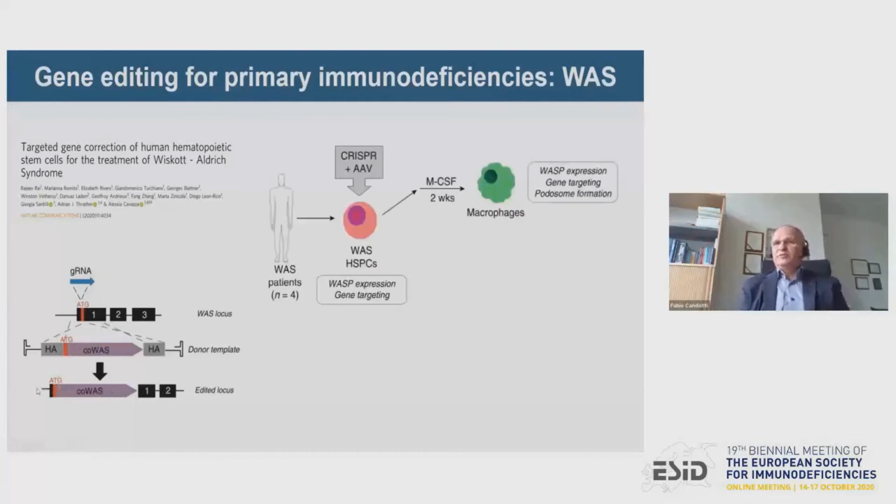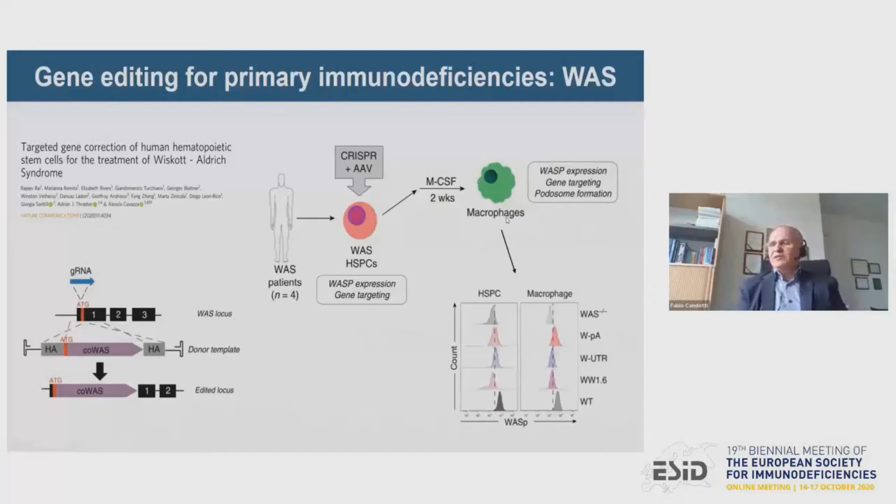This process was performed utilizing hematopoietic stem and progenitor cells from four Wiskott-Aldrich patients that then underwent the CRISPR-mediated gene correction. And as a model, the authors used these cells to differentiate macrophages in vitro that were used to verify the effect of this gene correction. One of the many things that the authors looked at was the capability of this procedure to restore expression of WASP in these cells.